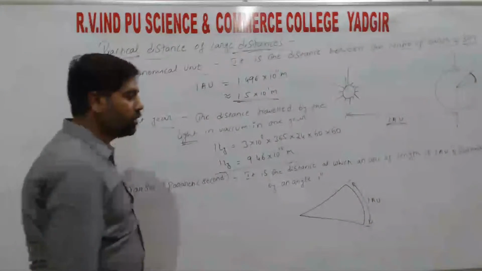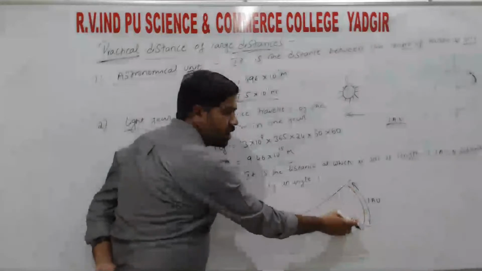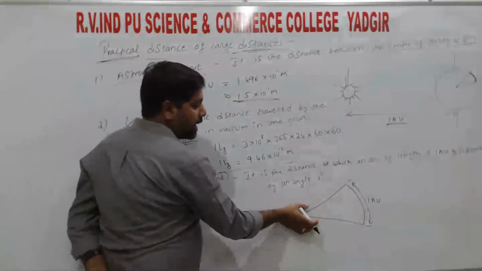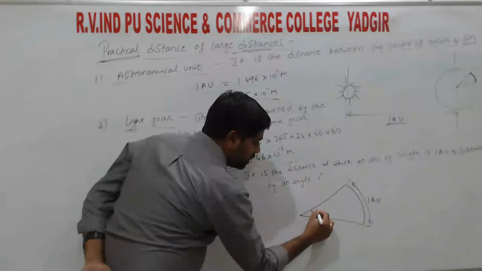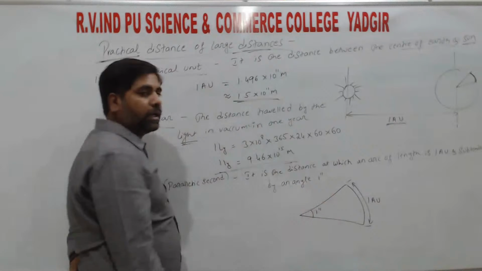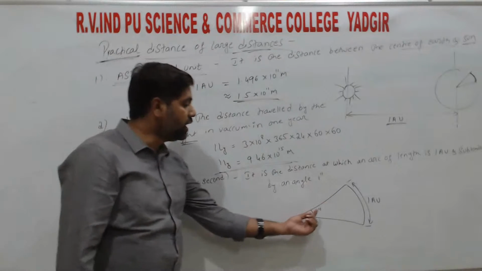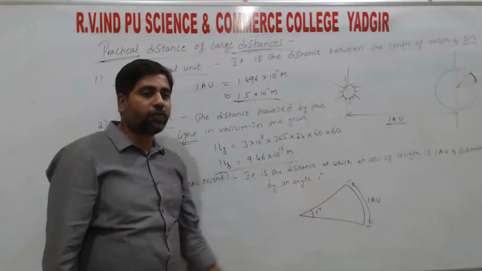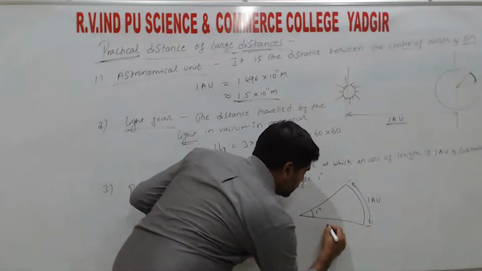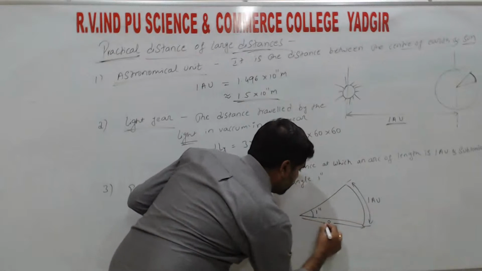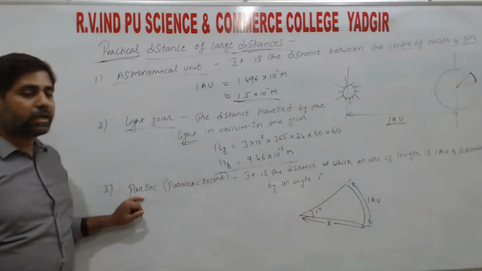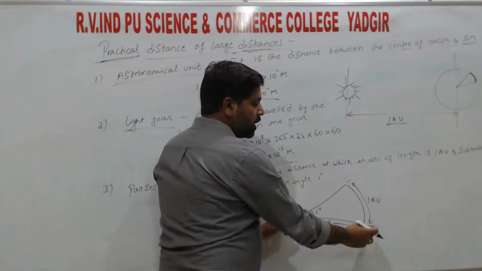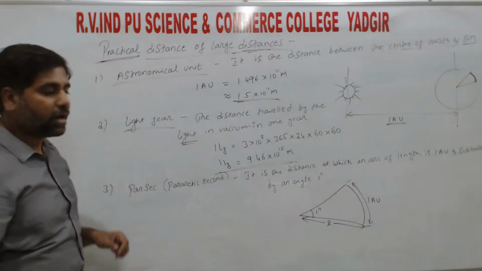So 1 astronomical unit, and the angle subtended by the arc. You must have studied this in 10th geometry, right? So the angle subtended by the arc is 1 minute, right? So we can define degrees in terms of seconds and minutes, right? So here we defined it in terms of minutes, right? So this distance, what do we call it? Parallactic second or parsec, right? So this radius we call a parsec, right?